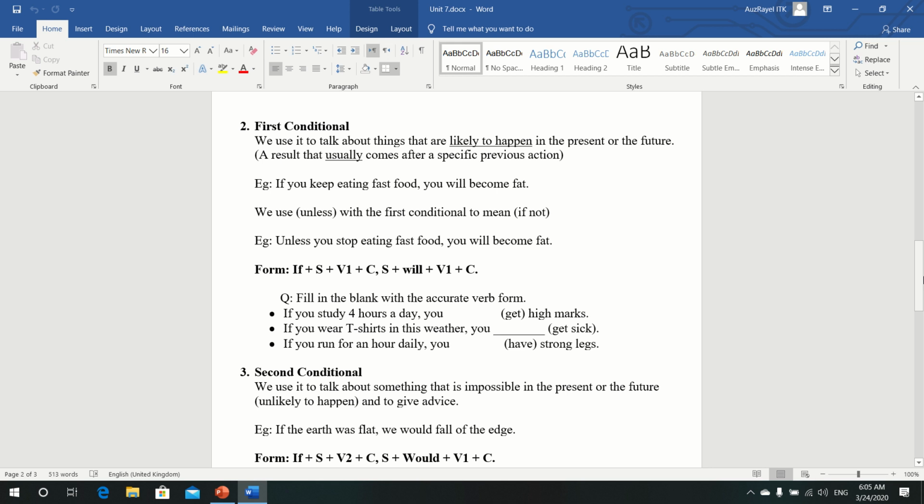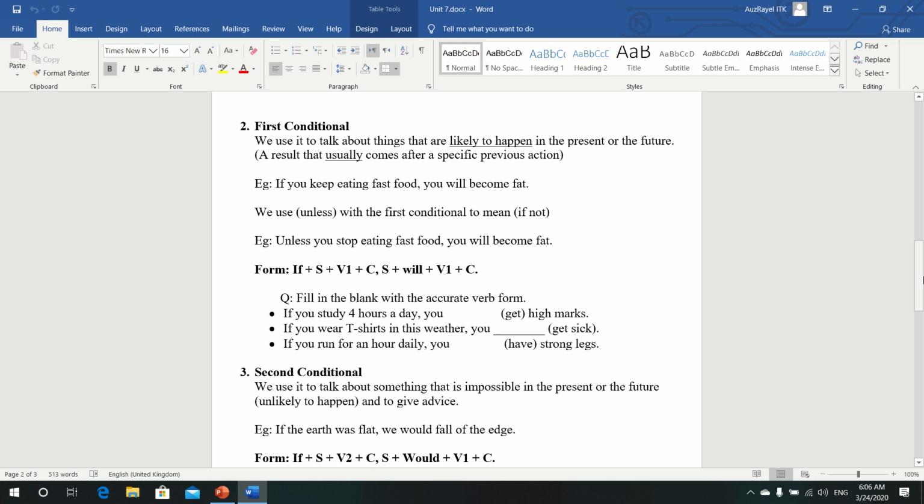Okay, so the form of the first conditional is if subject plus verb 1 plus complement. So you see here that the first part of the form is the same as the first part in the zero conditional, but the difference is the second part. In the second part we say subject will plus verb 1 plus complement. So we can say that in the first conditional the first part of the form is simple present, while the second part of the form is simple future with will. Okay, so for example, if you study hard, you will pass the exam.